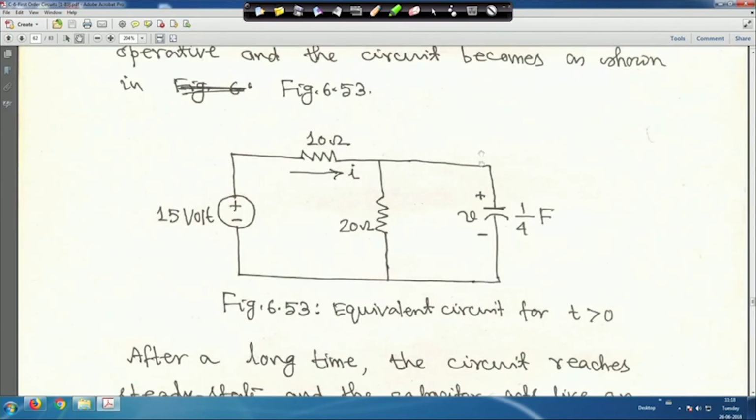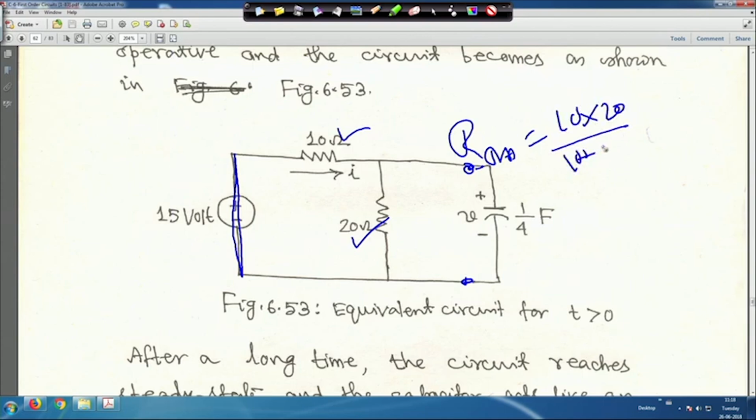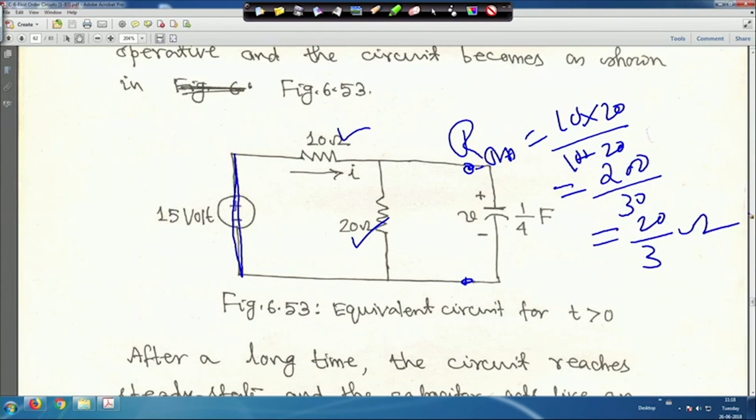Now, when you find your R Thevenin, I showed you the circuit. Looking from this point, you have to find it, and at that time you have to short this one. So 10 ohm and 20 ohm are in parallel. So R Thevenin will be 10 into 20 by 10 plus 20, so it will be 200 divided by 30, equal to 20 by 3 ohm. That is R Thevenin. Therefore, the time constant tau will be equal to C into R Thevenin.